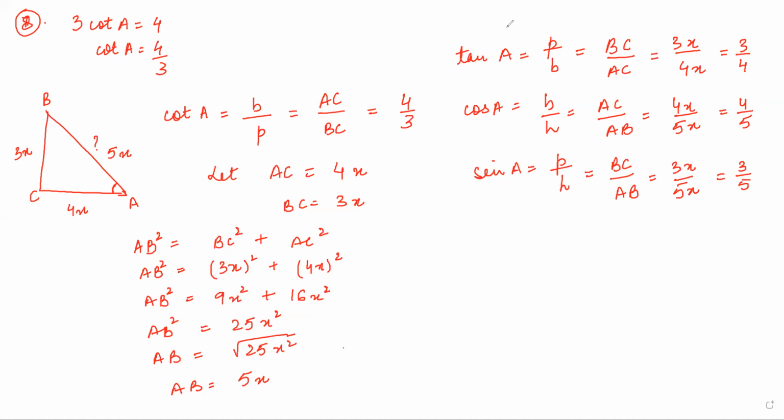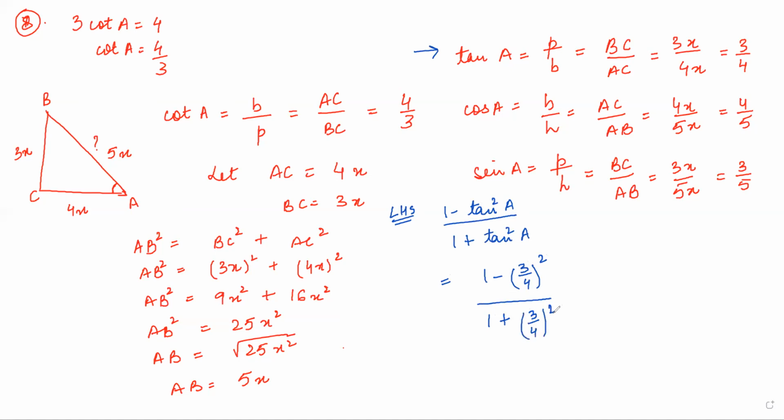Now see what the LHS is in the question. So we check the value of LHS. LHS is 1 minus tan square A divided by 1 plus tan square A, right? Now put the values. So 1 minus tan square A, that means what is the value of tan A? This is 3 by 4. That means 3 by 4 whole square. Understood? This is tan square A. Now 1 plus again tan square A, that means 3 by 4 whole square, right?